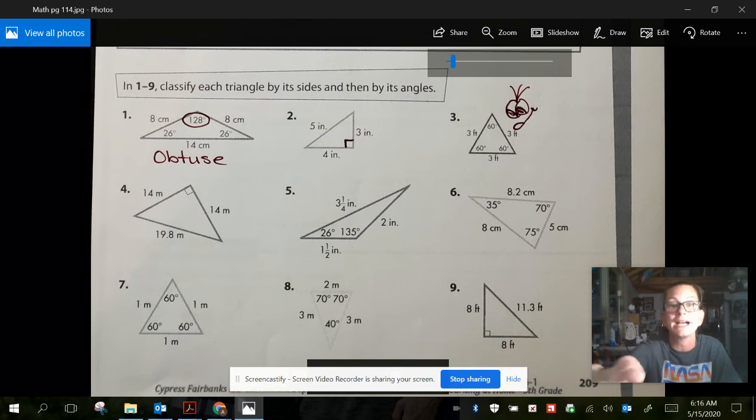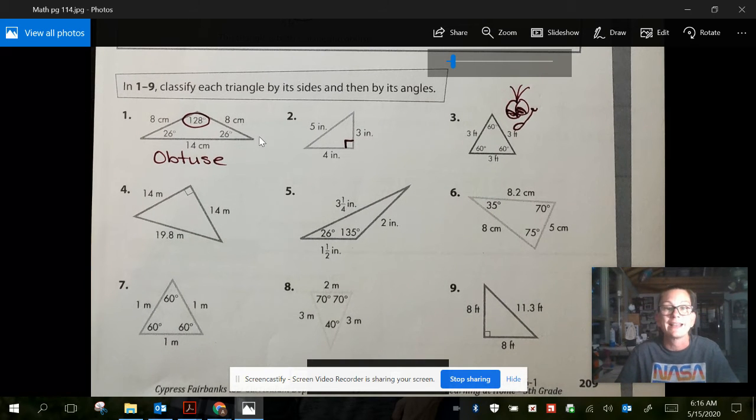So 1 through 9, you are classifying them by sides and angles. So let's look here. We have obtuse because there's that one angle. That's all it takes is one. That is more than 90 degrees. This one's 128. And so we would call this an obtuse.